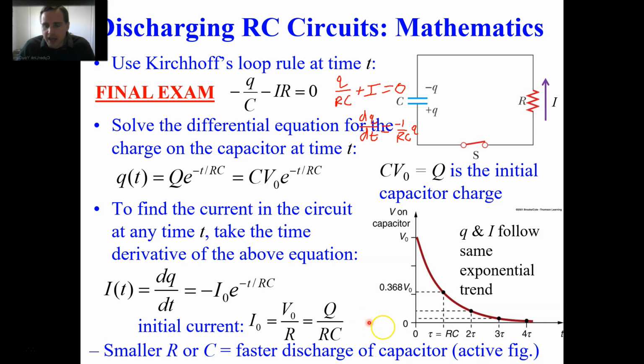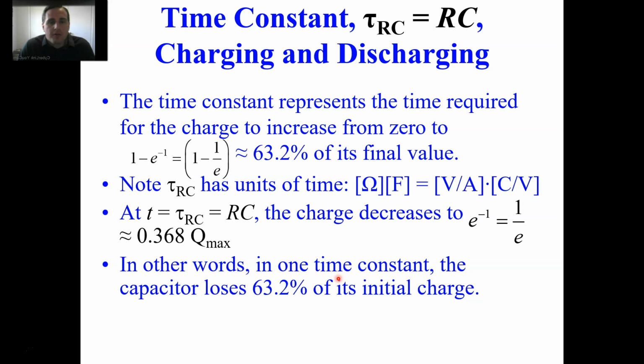I've already shown this active figure in the intuition video. Okay, let's discuss this time constant in a little more detail. I've already said these out loud, but just to give you a slide on this, a lot of times tau is written with the subscript RC because it's the RC discharge time constant. 1 minus e to the minus 1, which is 1 minus 1 over e, is about 63.2%, 0.632.